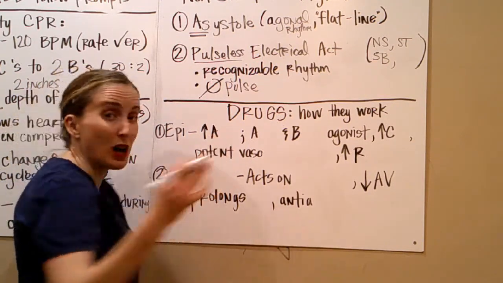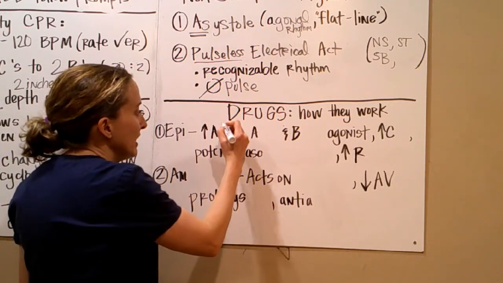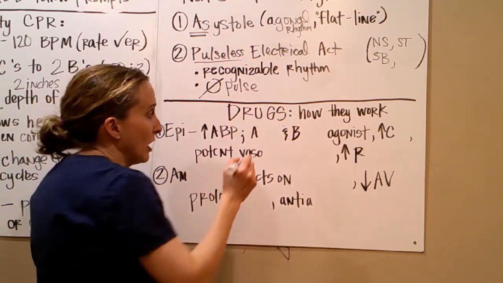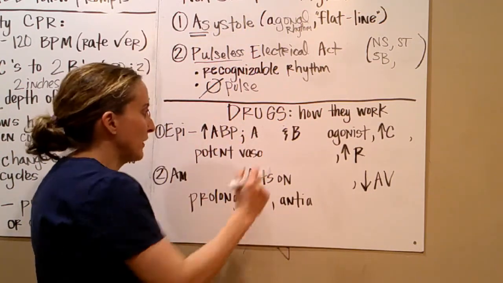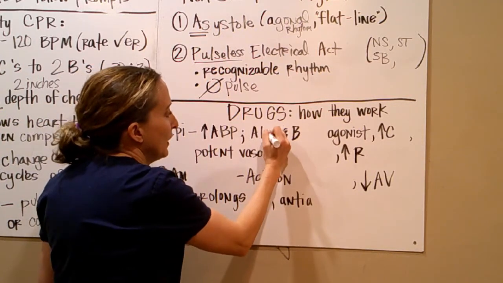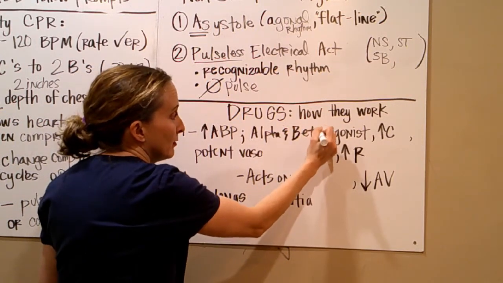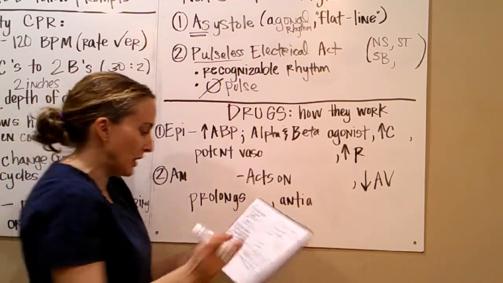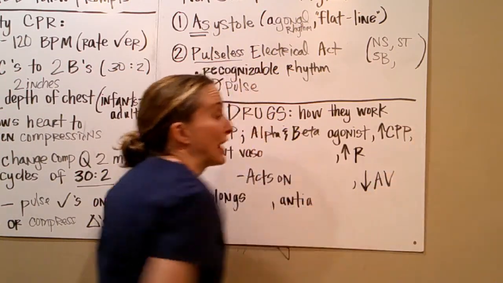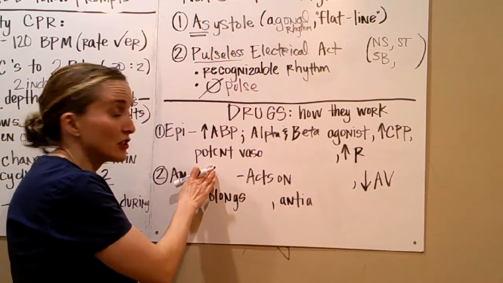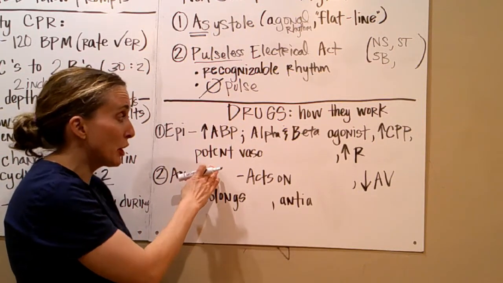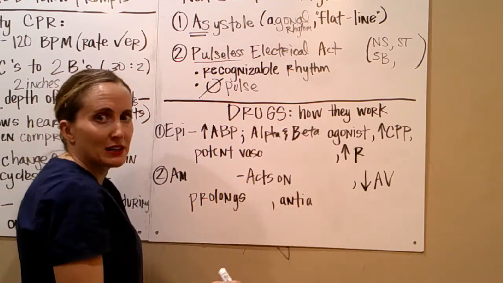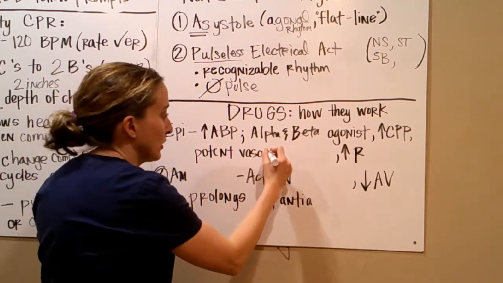It's a positive inotrope, right? It drives up heart rate, so it increases our arterial blood pressure, okay? How is it a positive inotrope? Well, because it stimulates our alpha and our beta. So it's an alpha and beta agonist, okay? It also increases our coronary perfusion pressure. It is also known as a very potent vasoconstrictor, since it's an alpha and beta agonist.